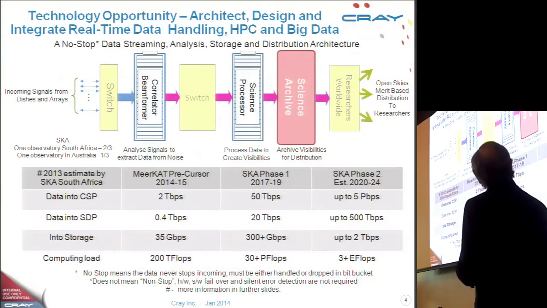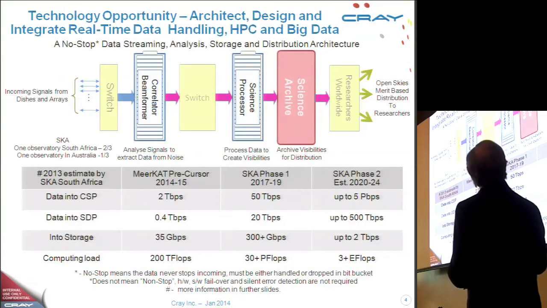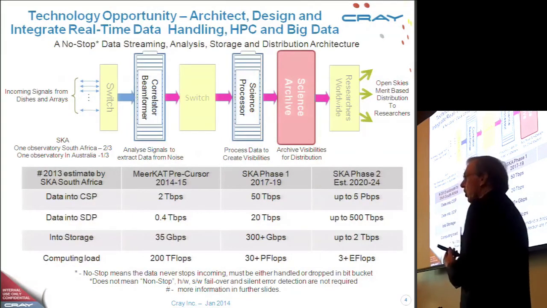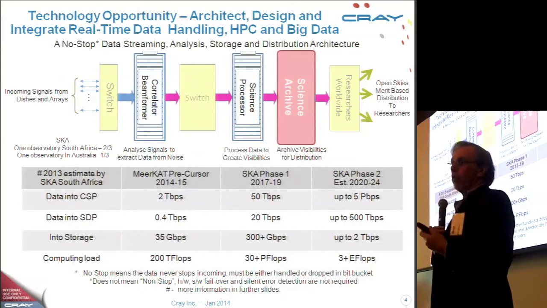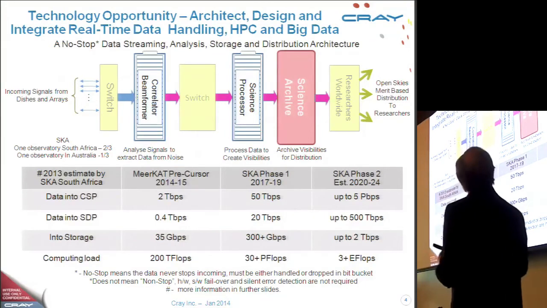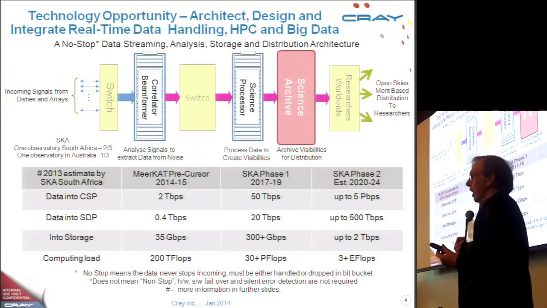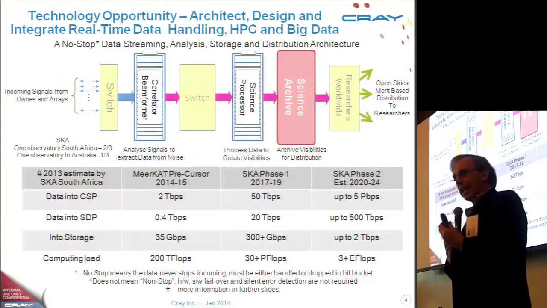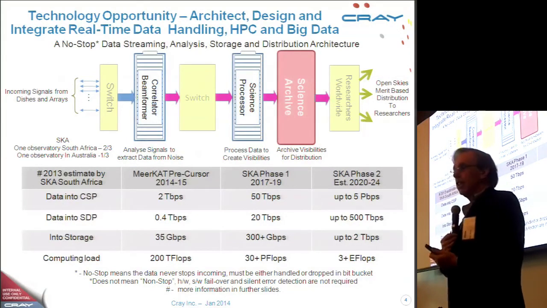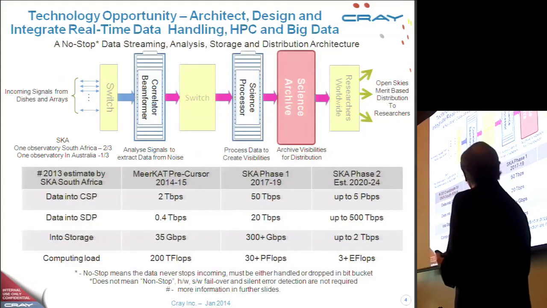So after the correlator, there is another switch, and then it goes into the science processor where the data is converted into what are known as visibilities. And from visibilities, astronomers can start to learn something. It's archived, and then the data will be distributed worldwide. Exactly how hasn't been defined yet, to astronomers all over the world.